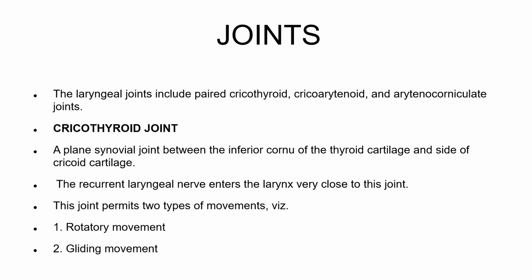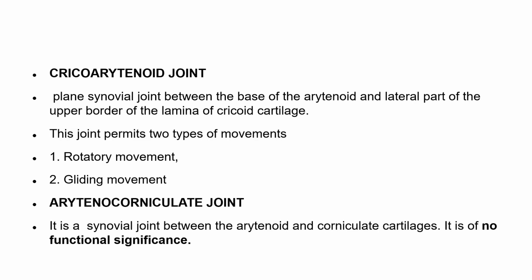Now next one is the cricoarytenoid joint. Just like cricothyroid joint, it is also a plain synovial joint between arytenoid and the lamina of cricoid cartilage. It also provides two movements. It permits two movements, that is a rotatory movement and the gliding movement. The last joint is the arytenocorniculate joint, which is not so important functionally.